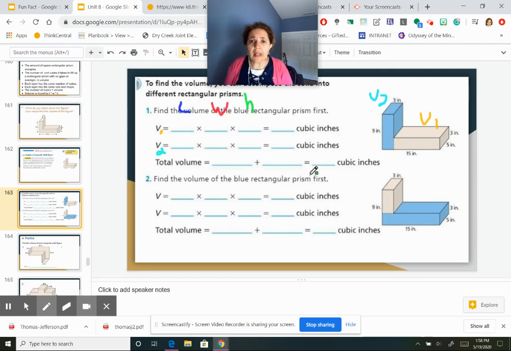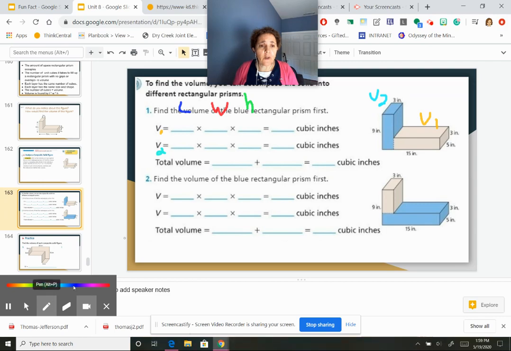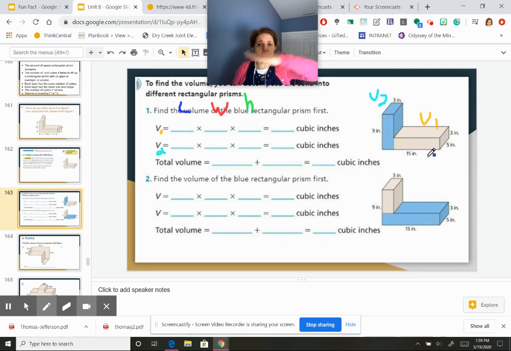Now I went ahead and labeled my volume equals length times width times height, right? So first thing I'm going to do is look at volume 1 and find all my lengths. Remember, length is going that way. So this is the length here. This is a length and it goes all the way across. And I know this is also a length up here.